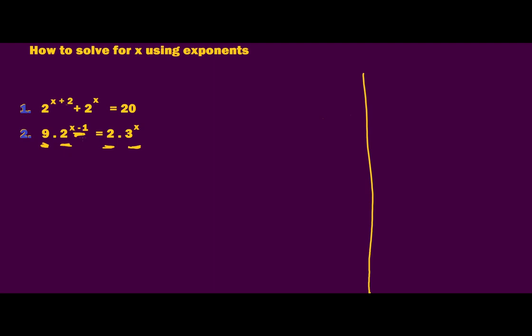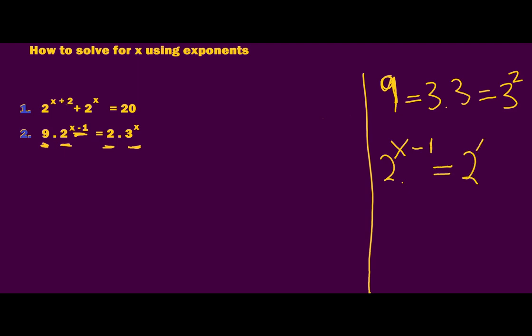In doing so, I'm going to write this here. 9 equals 3 times 3, right? And this can also be simplified again to 3 to exponent 2. And then in terms of 2 to exponent x minus 1, we have 2 to exponent x times 2 to exponent negative 1, right?